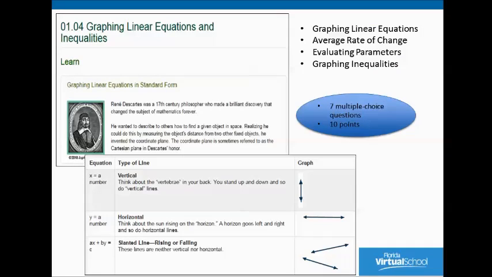1.04, the students learn graphing linear equations and inequalities. Again, this is something they should have learned in Algebra 1, but we are reviewing it in this first module. We have the hook here for the first page.